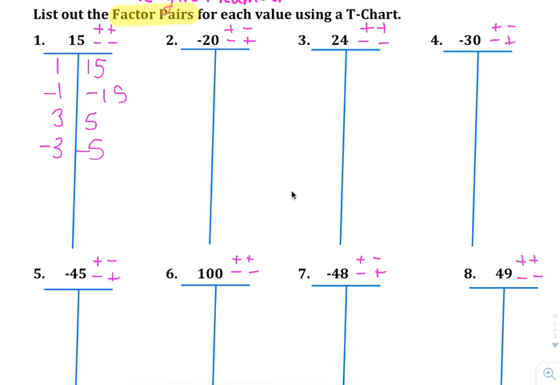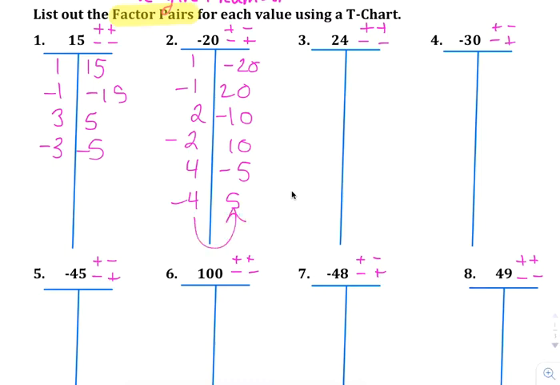Number 2. Always start with the same number. 1 times a negative 20. So right now we have a positive with a negative. We're going to switch the signs. Same numbers, just switch the signs. Next one would be, does 2 go into 20? Yes. 2 times a negative 10. Keep the same numbers, just switch the signs. Negative 2 and 10. Does 3 go into 20? No. Does 4 go into 20? Yes. 4 times a negative 5. We're going to keep the same numbers, but switch the signs. Negative 4, positive 5. 5 is already on the board, so I'm done checking. We have our whole factor pair.